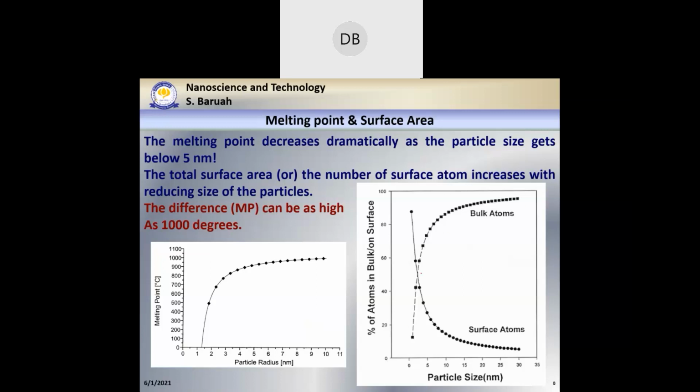So this basically shows the surface atoms with particle size. You see the particle size goes down, so surface atoms go on increasing very sharply. After 5, now normally this 5 is a very key number, after 5 you see it just abruptly jumps up. That means the percentage of atoms on the surface is much higher here, and in the bulk it's much lower. The bulk atoms gradually increase with increase in size, and the surface atoms decrease with increase in size.